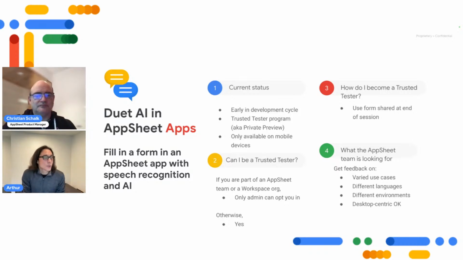So if you want to be a trusted tester, who can participate and how to go about it? At this point, if you're part of an AppSheet team or workspace organization, only the admin of that team or of that organization can opt people in. So if you're in that situation and you're interested, you're going to have to talk to the right admin. We can't bypass that. If you're not in that situation, it's going to be a lot easier. If you're interested and you're not part of an organization, we will definitely consider you.